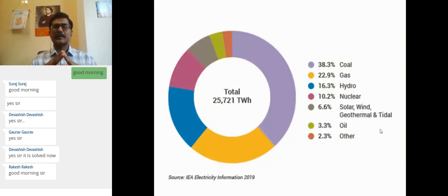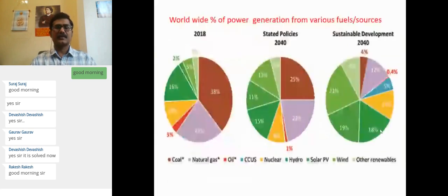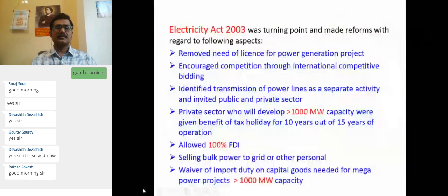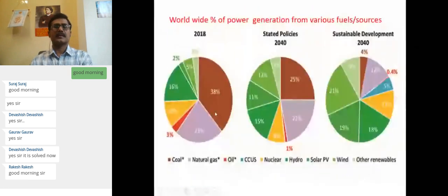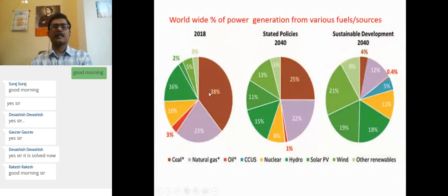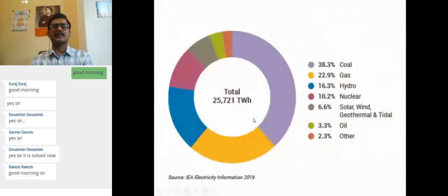Coal forms around 38%. It was mentioned here as 38.3 for 2018, so this has been slightly modified. The 2019 figures are indicated in this particular diagram. So 38% is there for coal.